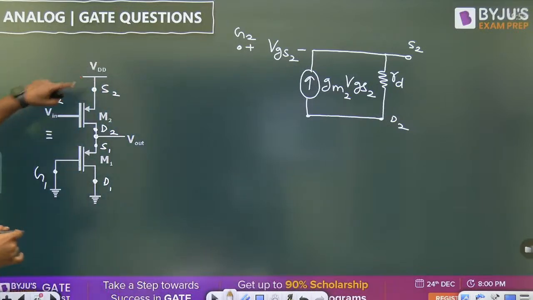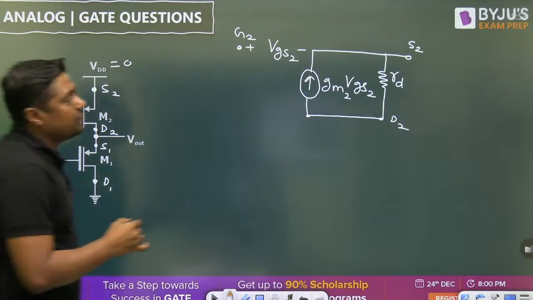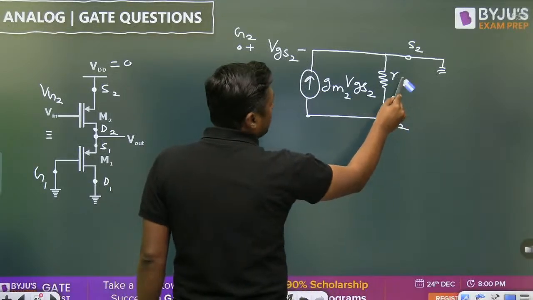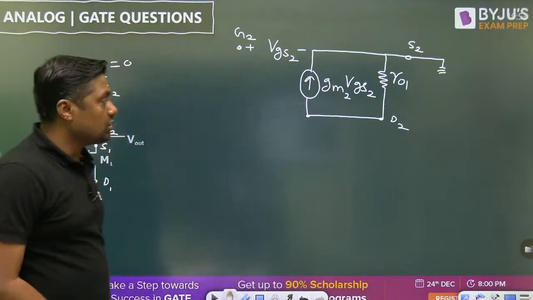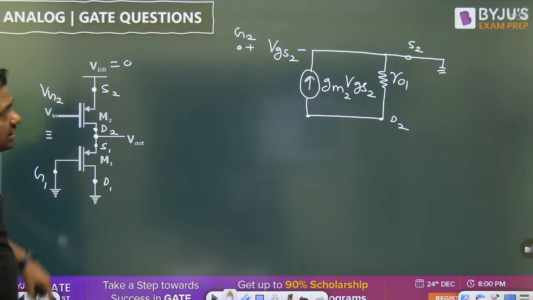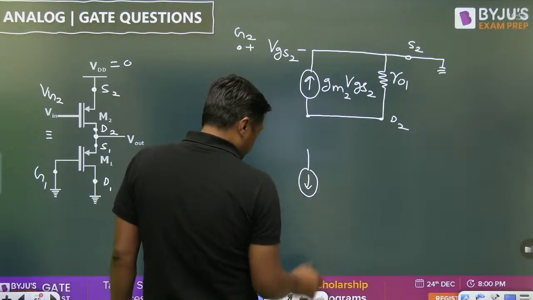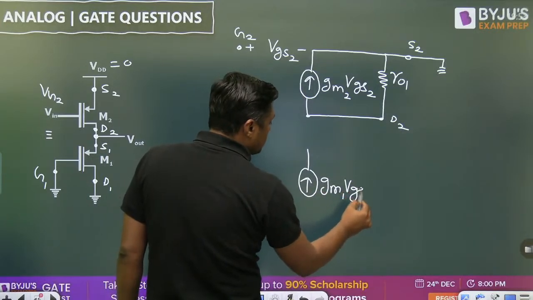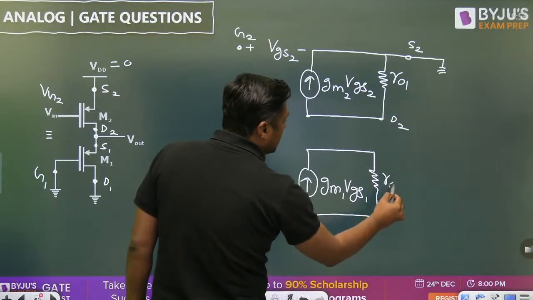Now, during AC analysis, you have to make all the DC sources equal to 0, and that's why this point is connected to ground. And this RD is called ro1 here. Then, what about this? Again, the source is connected here. Again, I am changing the orientation. Arrow towards source. This will become gm1 VGS1. In parallel, we are connecting ro1.